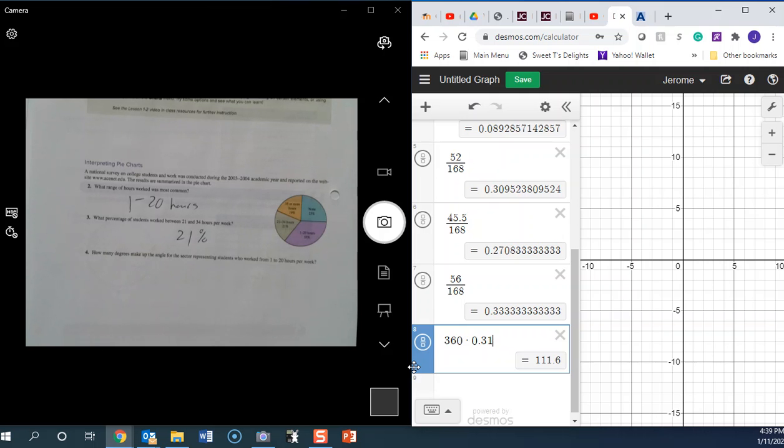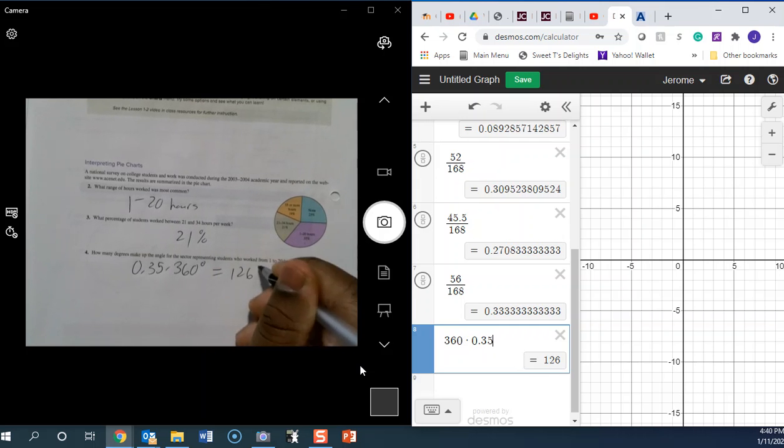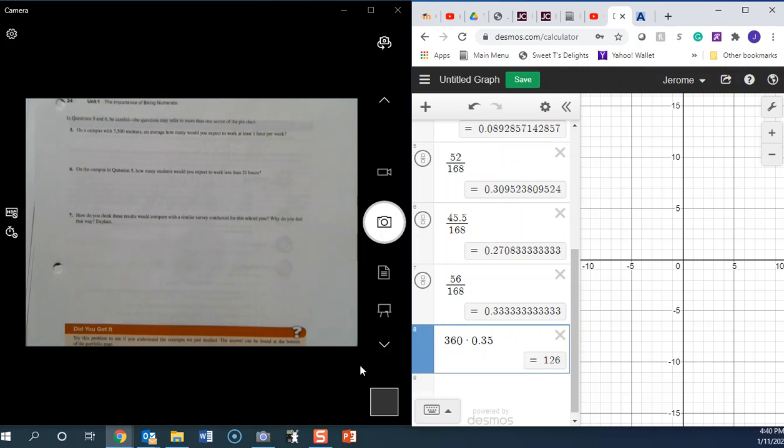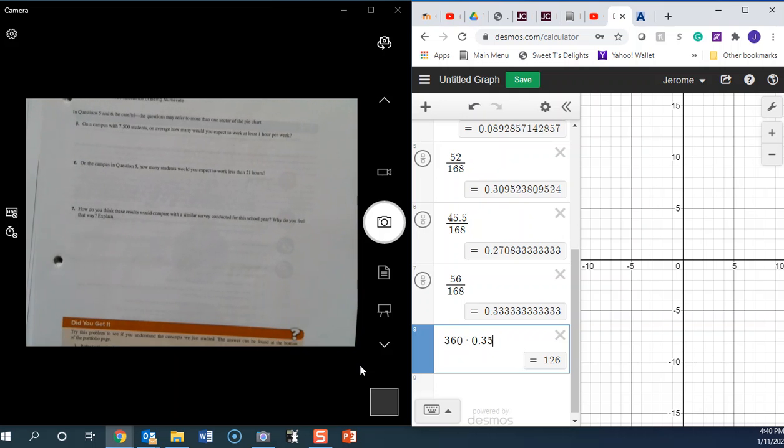Now it says, how many degrees make up the angle for the sector representing students who work from 1 to 20 hours? So we know that that's 35%. And then we will have to multiply this by 360 degrees to get the actual degrees. So we could change the 0.31 to 0.35, and this will give us exactly 126 degrees.